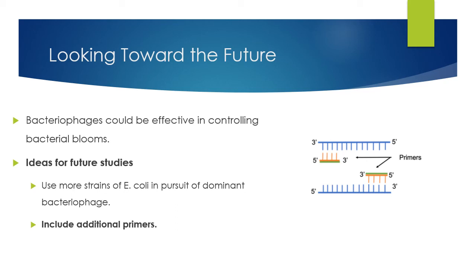In the future, we can include more primers to increase our chances of finding and isolating bacteriophages that are effective in killing different strains of E. coli. Overall, our results have suggested that some coliphages are capable of effectively killing different strains of E. coli, giving them potential applications in slowing bacterial blooms in nature to protect the public. And our study can be expanded upon in the future by testing with more strains of E. coli and by using more primers.